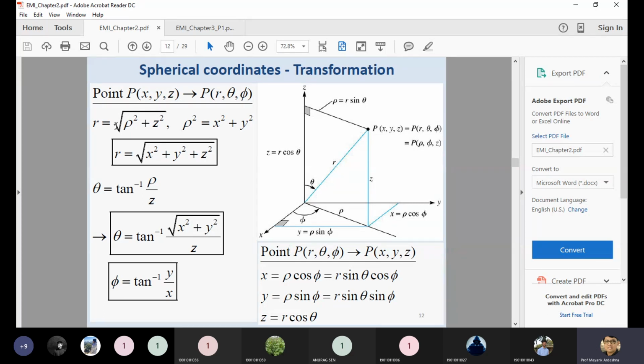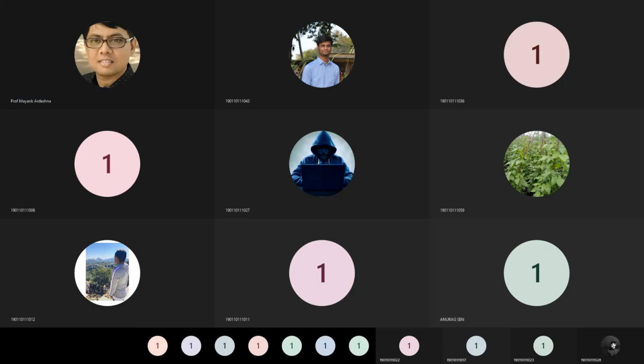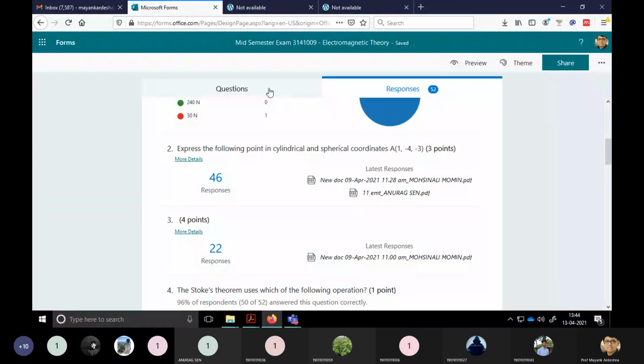Using this generalized equation, you can also find r, theta, and phi, where theta is tan inverse of the square root of x square plus y square divided by z, and phi is equal to tan inverse y by x, which is similar to the circular cylinder. So I think these are the two different equations for how we can find the point in terms of the circular cylinder and spherical systems. I think most of you also completed this part.